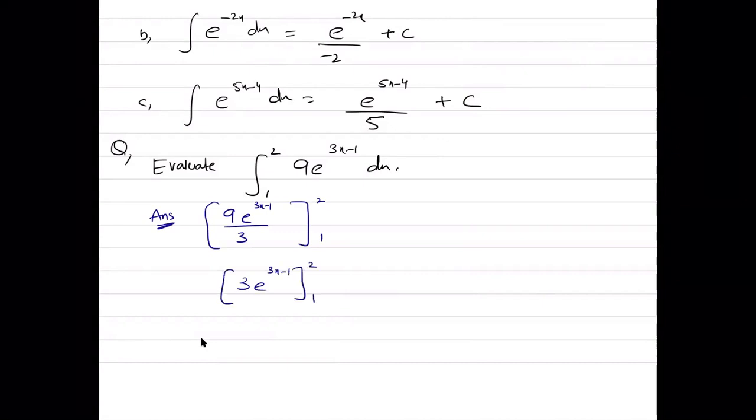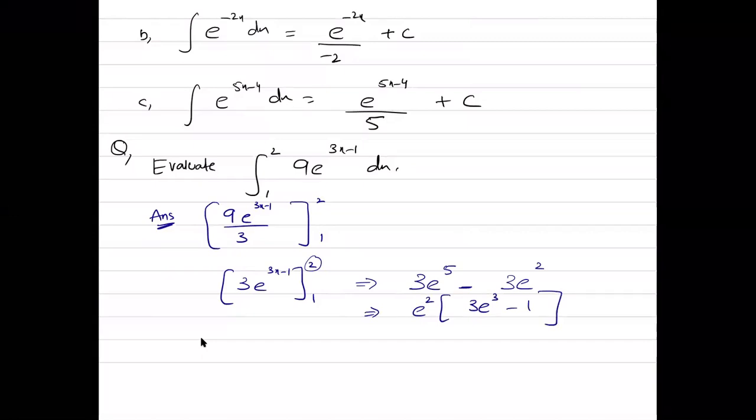You're going to insert the upper limit first. So 3e to the power of, you're going to insert 2 now. So 3 times 2 is 6, 6 minus 1 is 5, minus 3e to the power of 3 times 1, 3 minus 1, 2. Then e squared can be taken as common, 3e squared times e to the power of 3 minus 1. Is that correct?